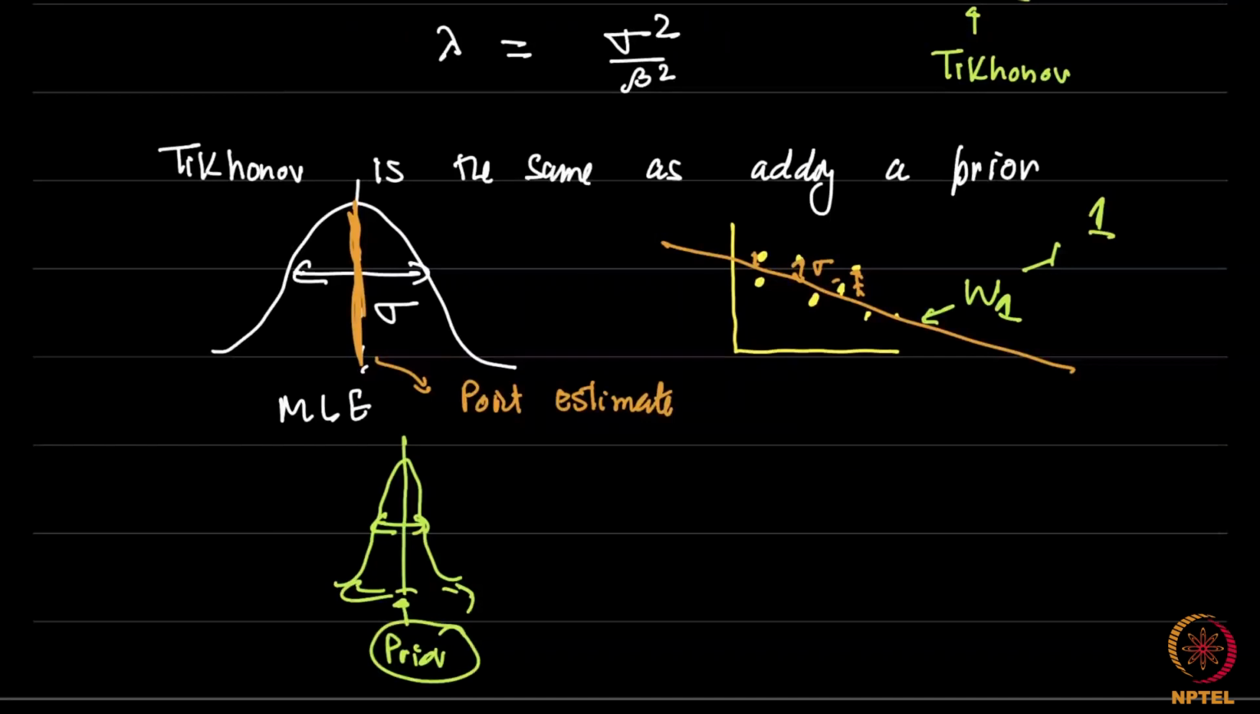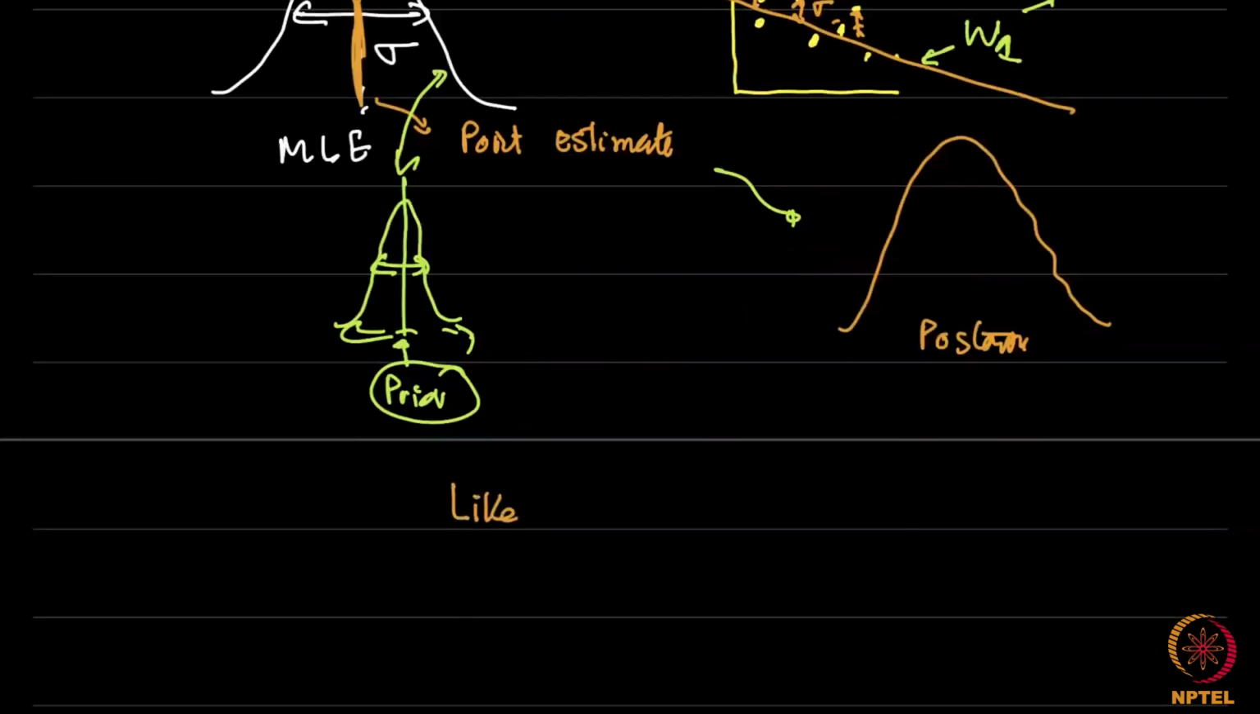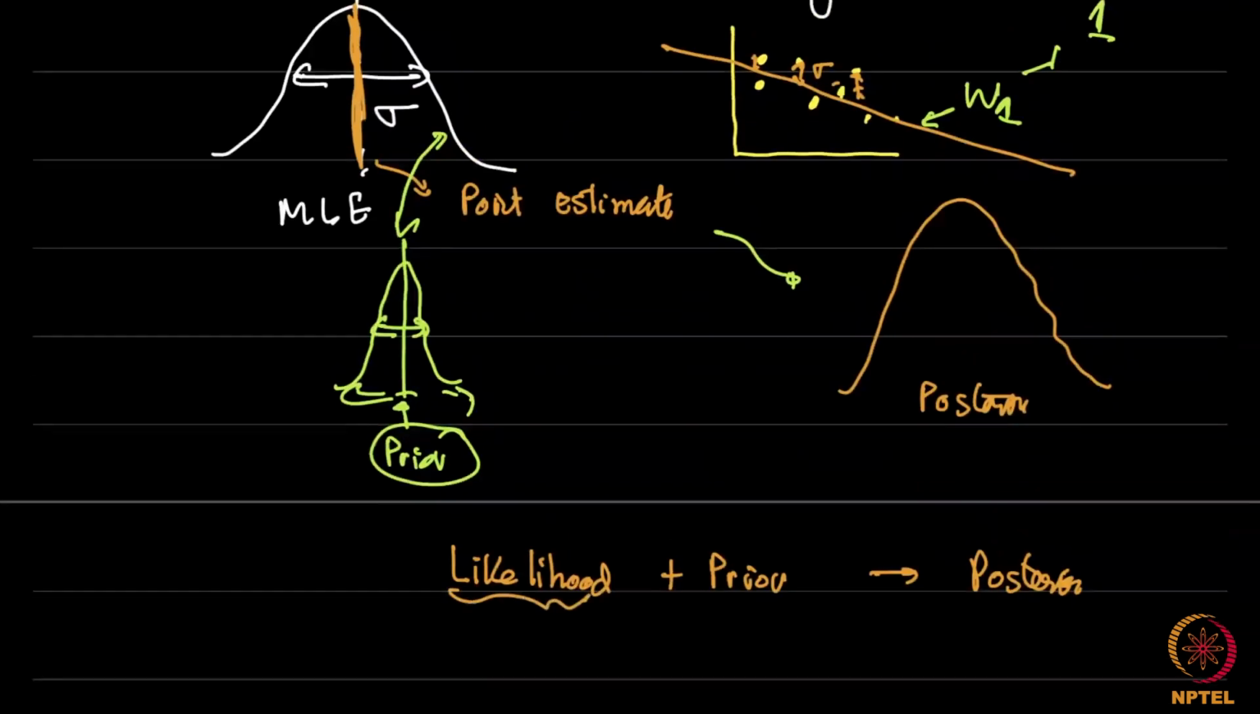So what we do is, this prior information affects the likelihood, and put together it gives you a posterior, which is somewhat of a balance between the two. So you can say that likelihood plus prior leads to posterior. If the likelihood is strong, then the posterior distribution will strongly bias towards the likelihood. If the prior is strong, the posterior will strongly bias towards the prior.